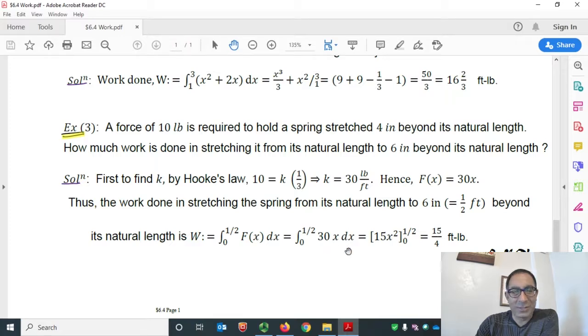The integration of 30x is 15x squared, since 30x squared over 2, the 2 cancels, gives 15. Evaluating from 0 to 1/2, we put in x equals 1/2 and x equals 0 and simplify. It gives you 15/4 foot-pounds. Great. So we finish this section.